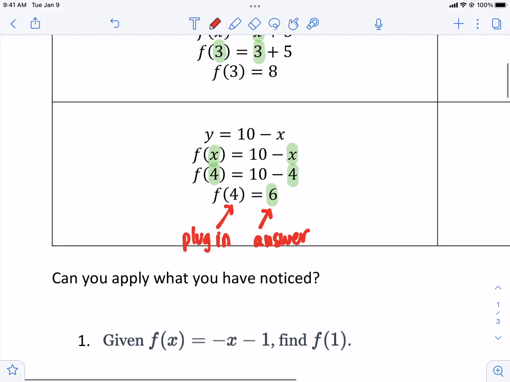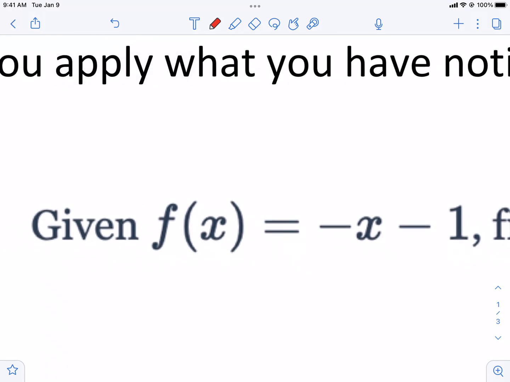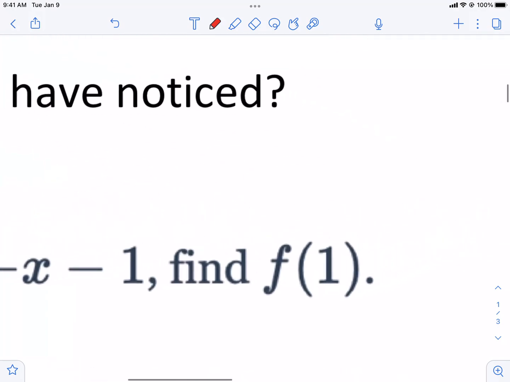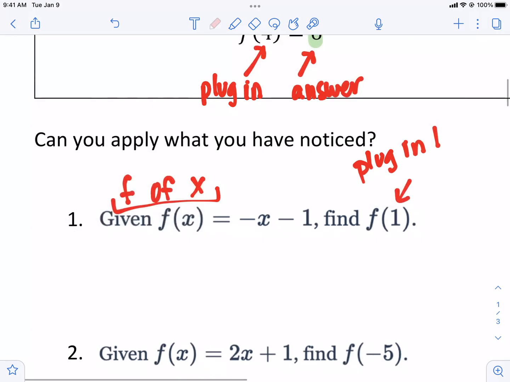So this is called function notation, and there's a way to say this. When you see the f with the parentheses and the x, you say f of x. So f of x equals -x minus 1. Find f of 1. This means plug in a 1 and then solve. So let's do that.